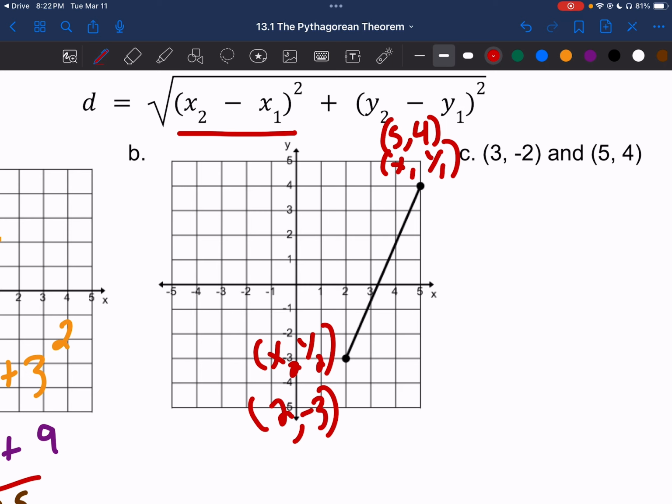Negative 3 squared is 9. We're going 1, 2, 3 spaces over, right? So that's where that x2 minus x1 is. So that's that negative 3 squared.